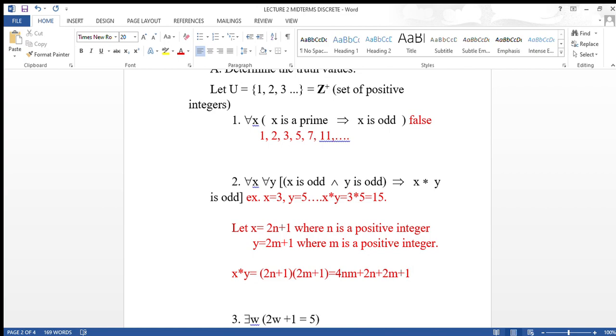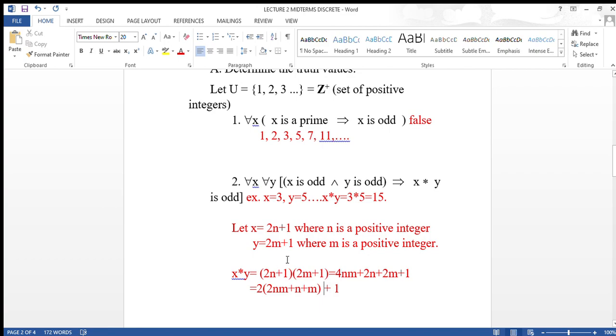And looking at this closely, we now get, what do we get here? Looking at the first three expressions here, we can factor out 2. So that should now give us 2 multiplied by 2nm plus n plus m, and then everything we now have plus 1. Okay, so what happens here?